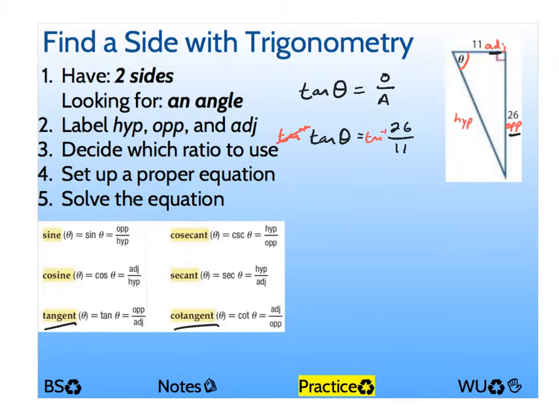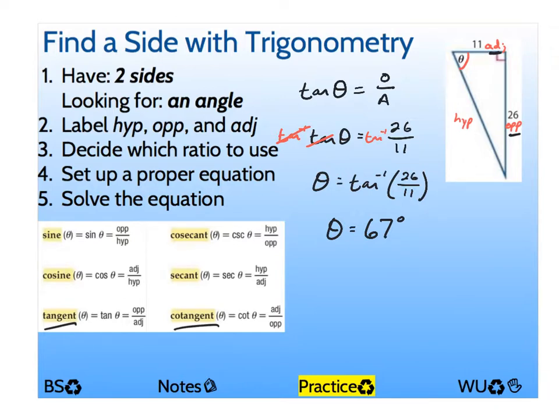And you do it to both sides. On the left side, it cancels out the tangent, and on the right side, you can type that in and get a value. So essentially, theta equals, on your calculator, the inverse of tangent of 26 over 11. Using your calculator, you see that theta is about 67 degrees.